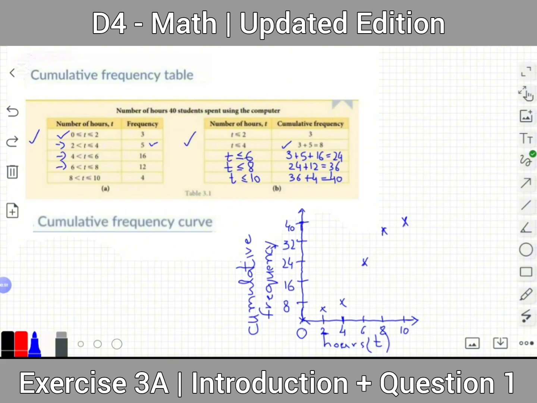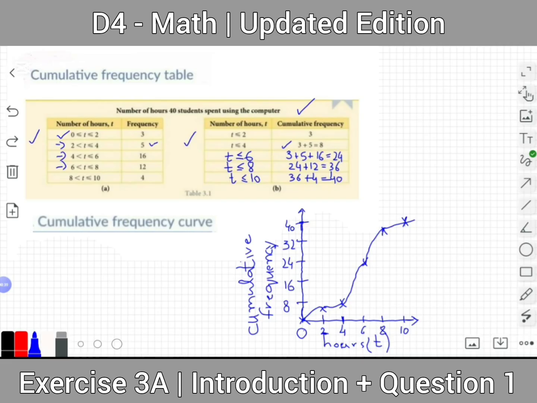We then just join these crosses together with a smooth curve. So we just take a small review of how we have constructed a cumulative frequency curve from the cumulative frequency table. First of all, we worked out the cumulative frequency table by adding on previous frequencies each time.